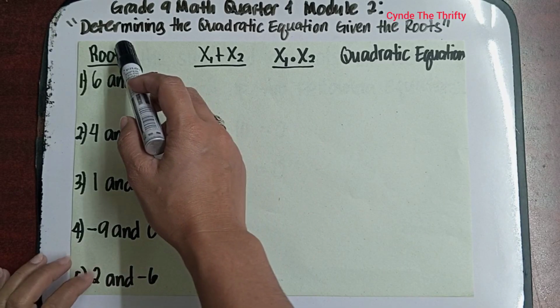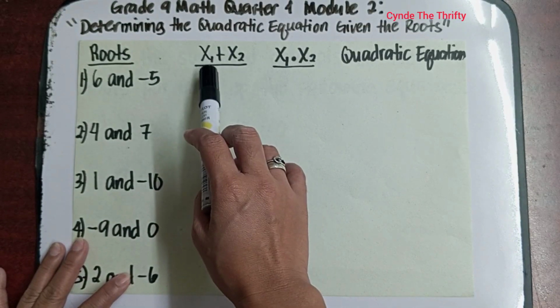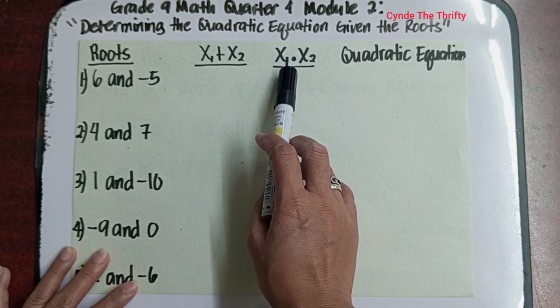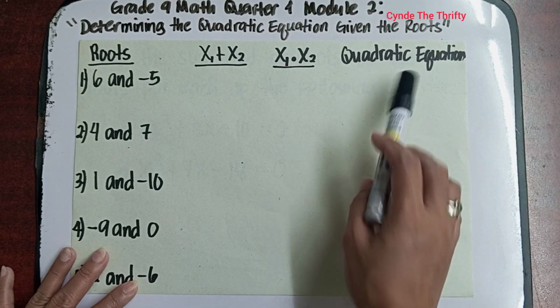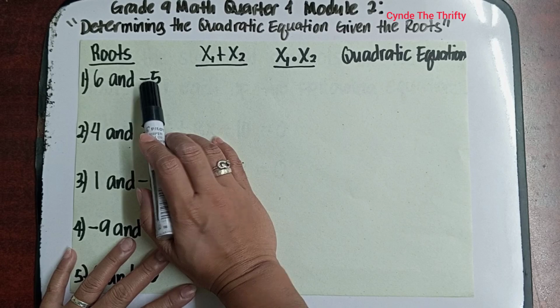Okay, so meron tayo ditong given na mga roots. And then ito yung ating sum of roots, x sub 1 plus x sub 2. Ito yung product of roots natin, x sub 1 multiplied by x sub 2. And then, ano yung ating quadratic equation? Ang given roots natin is positive 6 and negative 5.